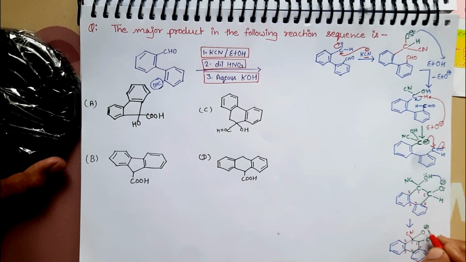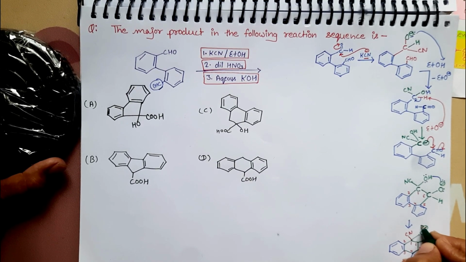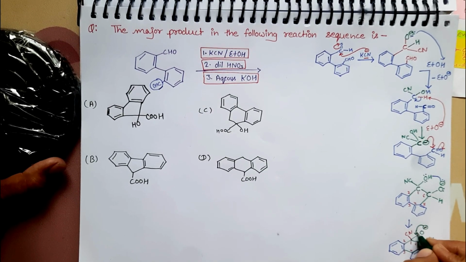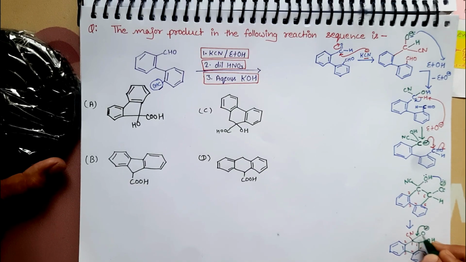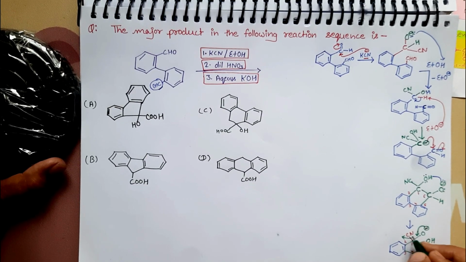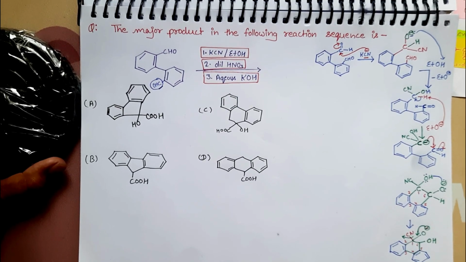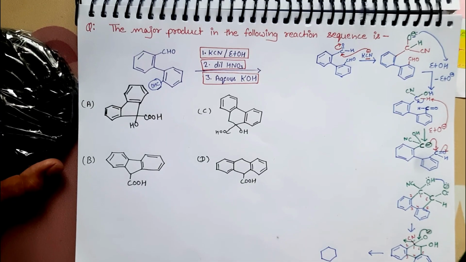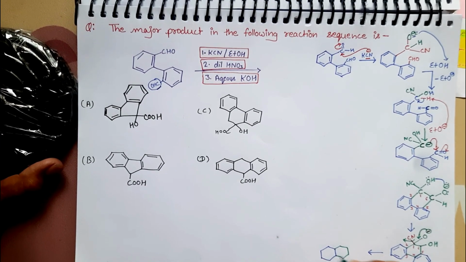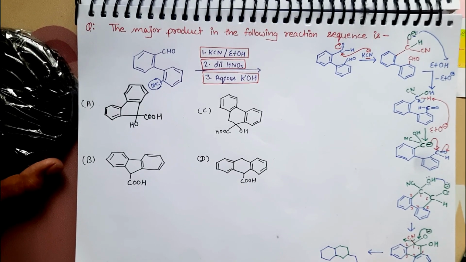This oxygen's electrons return to the carbon oxygen bond, and this cyanide group leaves this carbon atom as a leaving group. And in the next step we get this structure.